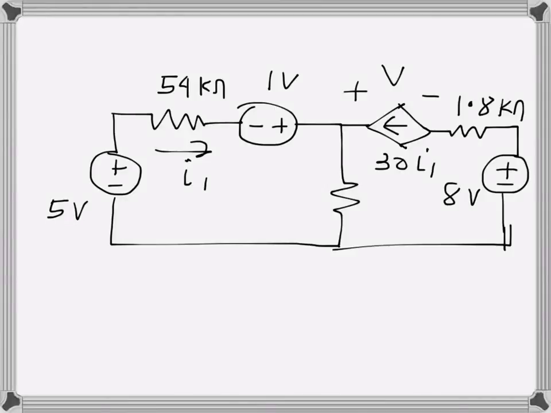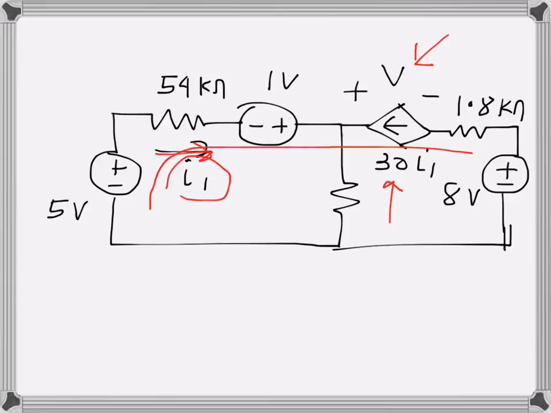For this circuit I need to find the current I1 and the voltage V. These two are unknowns here. Now we can see that there is a current dependent current source. The value is 30 I1, and I1 is this current. There are several independent voltage sources and two resistances. So I will first write KVL for the outer loop.